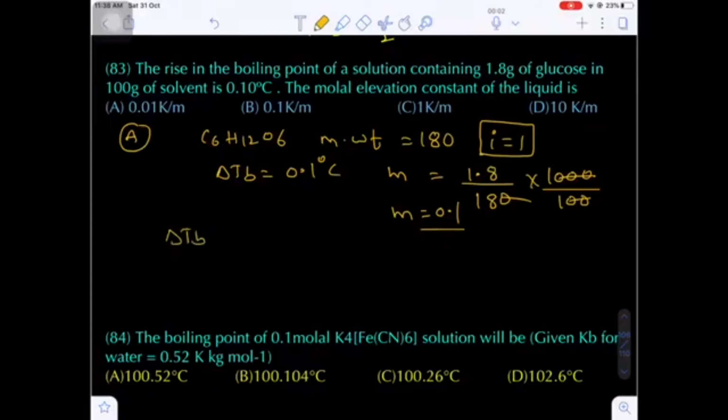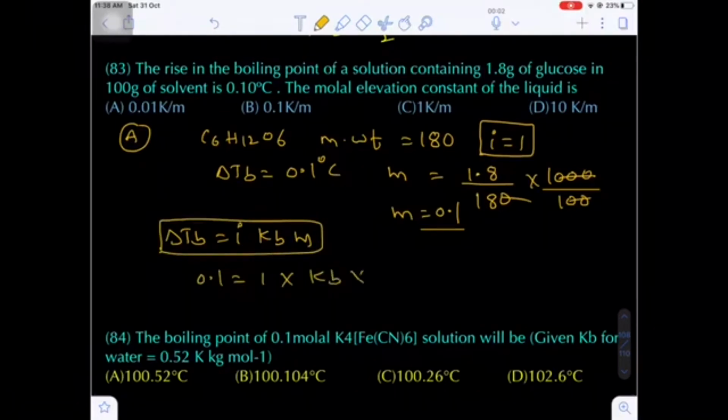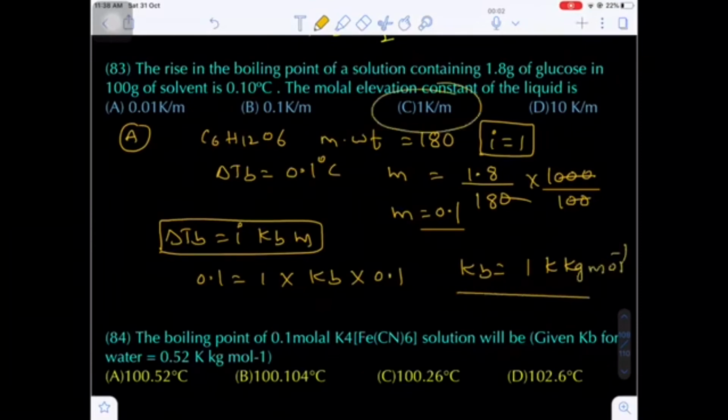So delta Tb is equal to iota multiplied by Kb multiplied by molality. Yes or no? What is the elevation in the boiling point? That will be 0.1. Iota value is 1, Kb value is to be calculated and molality is also 0.1. So from here Kb value is equal to 1 Kelvin kg per mole. That will be the C option. Here small m is nothing but moles per kg, the unit for molality.